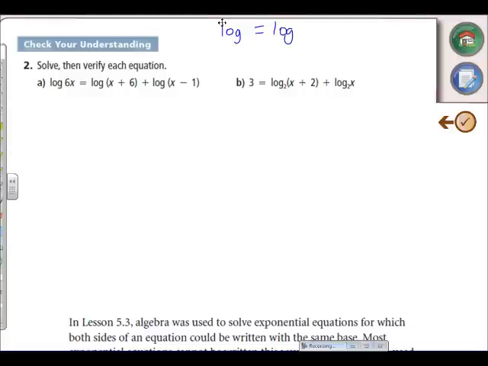Okay, well, I've got one log on the left side, so we're just going to keep it as log 6x. And these are all base 10. If they don't show the base, we know it's base 10. Equals log. I'm adding together, so I'm going to multiply inside. x plus 6 times x minus 1. Inside one log. Do not multiply two logs together. Two logs added gives us one log with a multiplying inside.